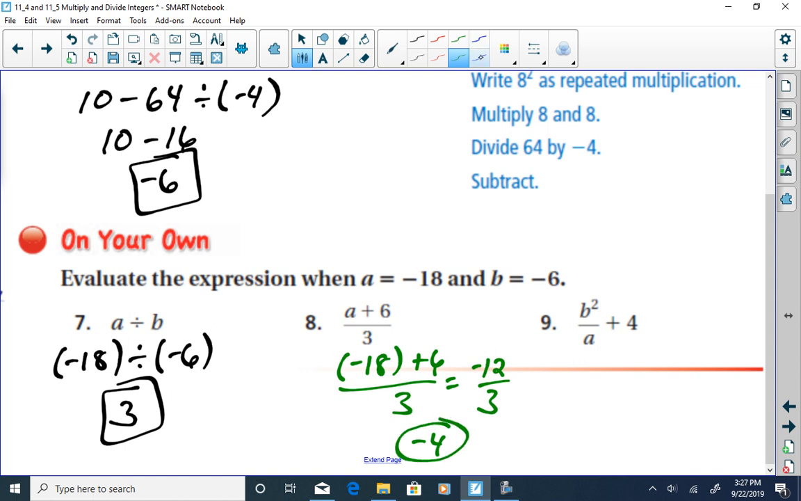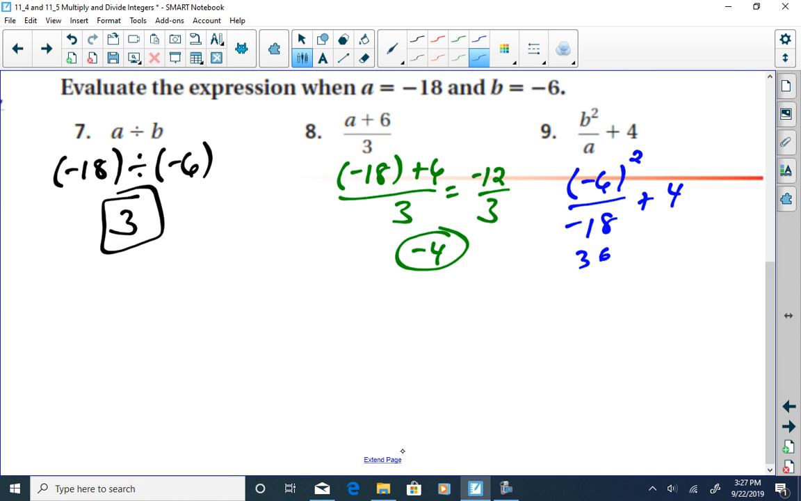All right, and this last one here, replacing b with negative 6, but that's negative 6, got to be squared. That's going to be divided by a, which is negative 18, and then we're going to add 4. Well, negative 6 squared is going to be negative 6 times negative 6. It's going to be 36. So we have 36 over, let's give ourselves some more space, negative 18, and then we're going to add 4.